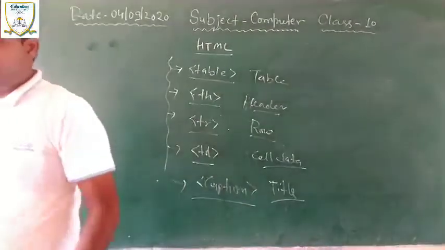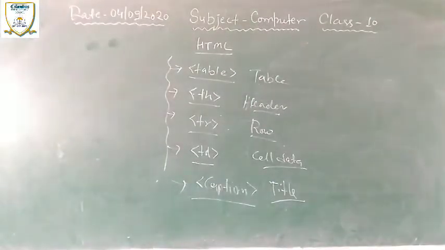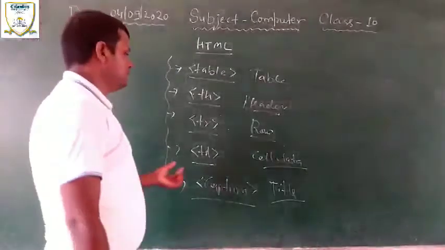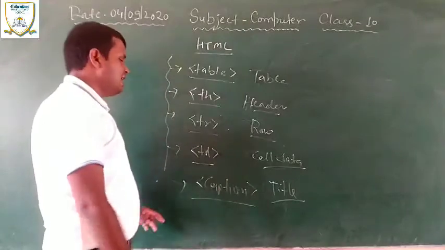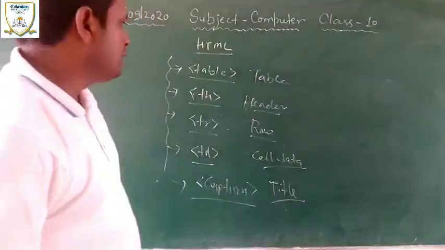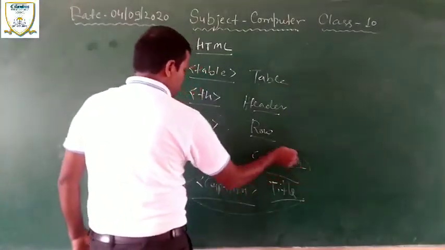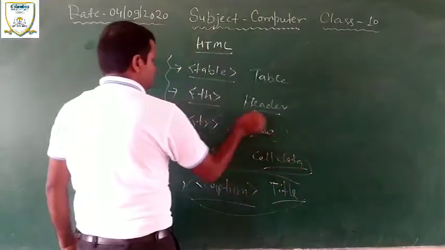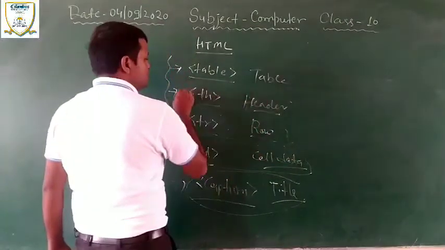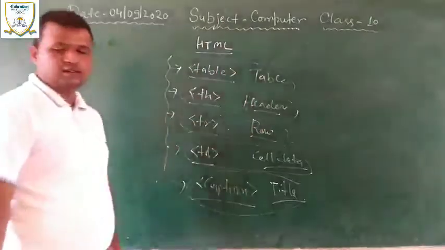So table is defined to insert a table in HTML. TH defines the header in HTML. TR defines the table row in HTML. TD defines cell data, and caption defines the title of the table. Okay, this is for title, this is for cell data, this is for table row, this is for table header, and this is used to create the table. Okay.